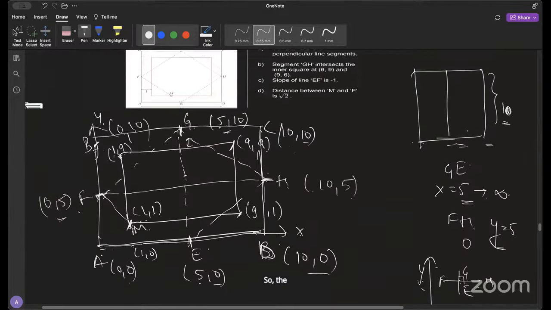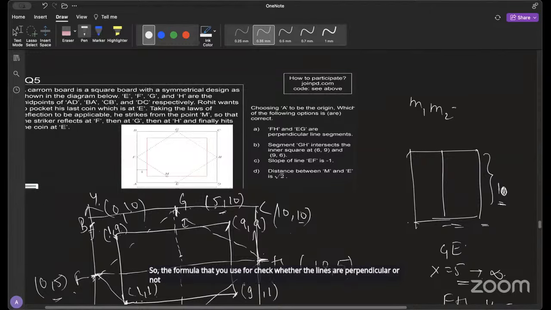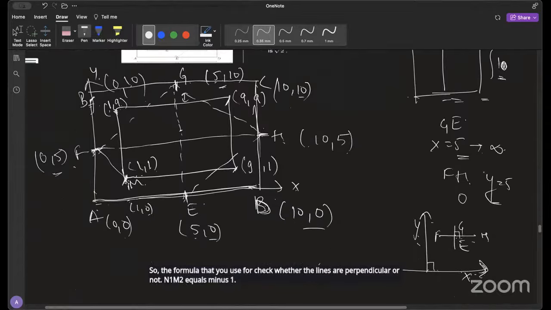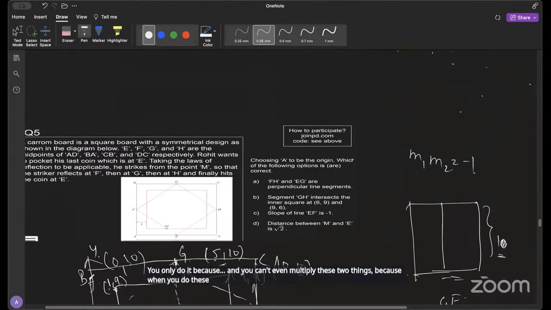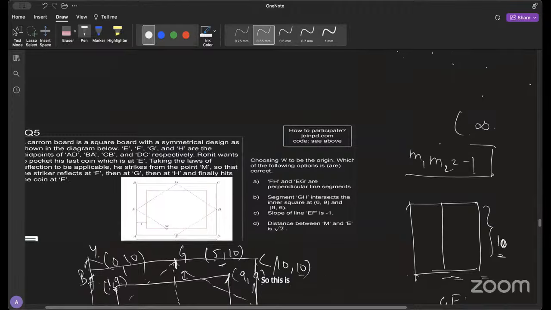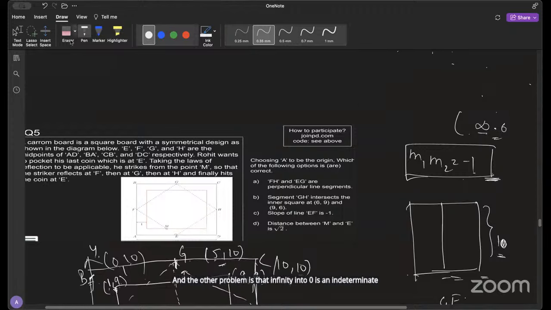So the formula that you use to check whether the lines are perpendicular or not is m1 m2 equals -1. You can't even multiply these two things because when you do this, firstly, infinity is not a number. So this formula that you study is only valid for finite slopes. You can't use it for infinite slopes because infinity is not a number. And the other problem is that infinity times 0 is an indeterminate form.